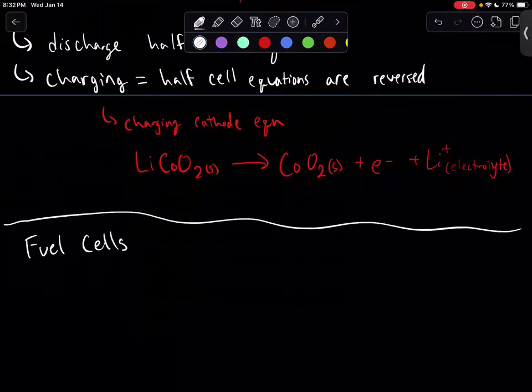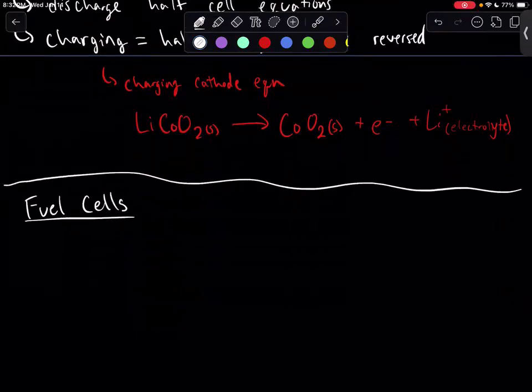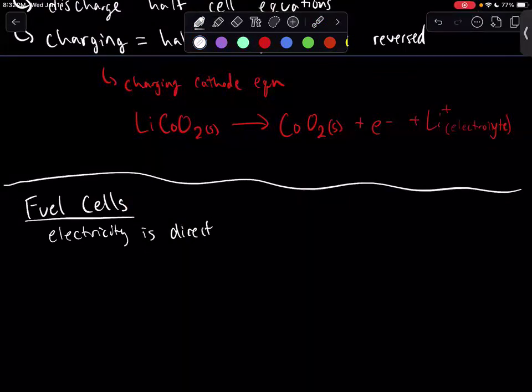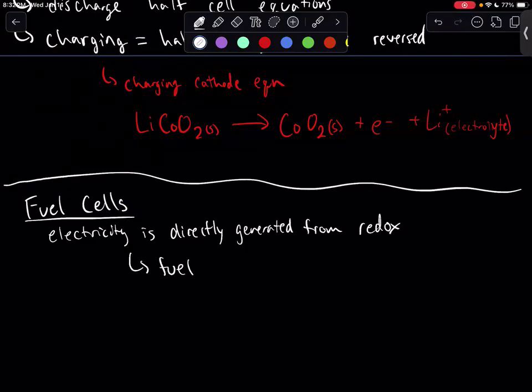Fuel cells. So the difference between fuel cells and those batteries is the electricity is directly generated from redox. And so what we're saying is that the fuel, in most cases like a hydrogen fuel cell, is oxidized at the anode and generates electrons and cations.